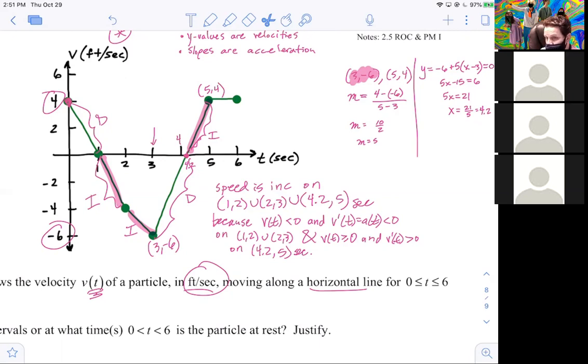V of t is greater than 0 and V prime of t is less than 0 on the interval from 0 to 1 seconds. Ruby, roll! You get a Scooby snack.